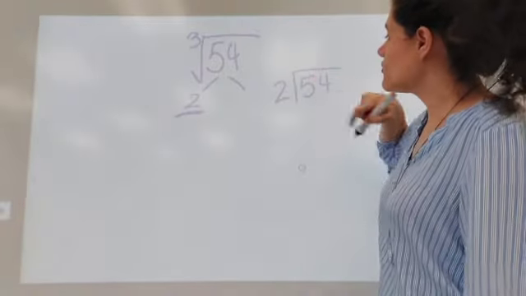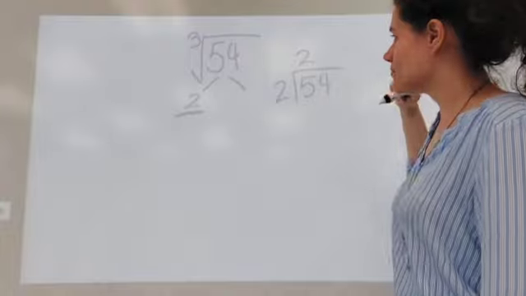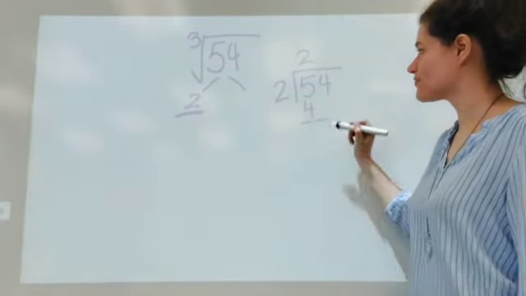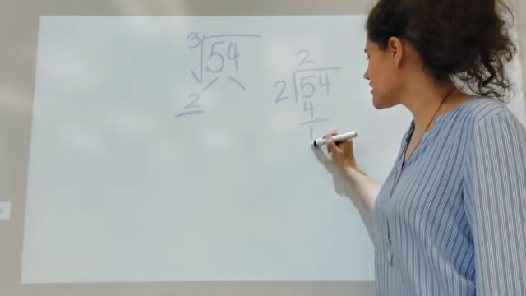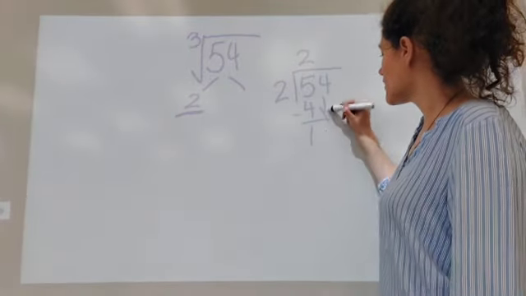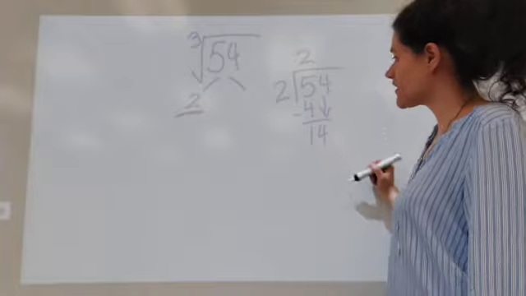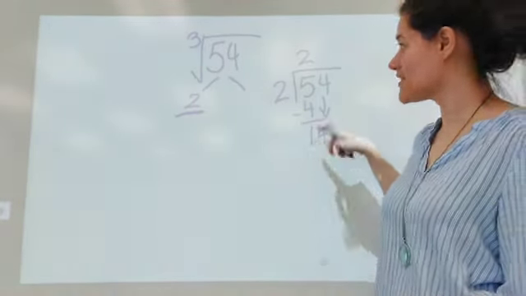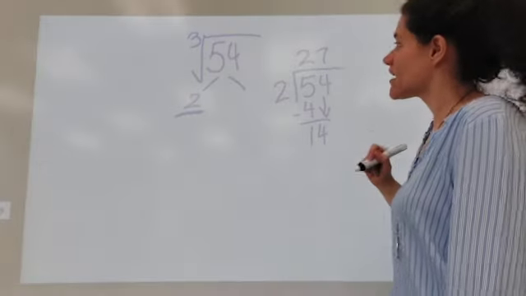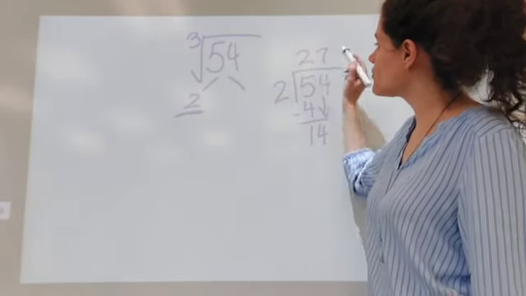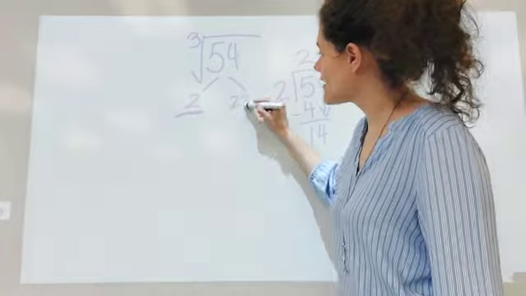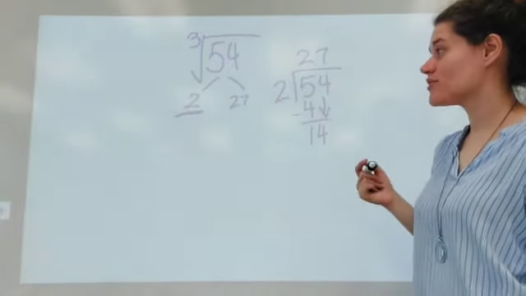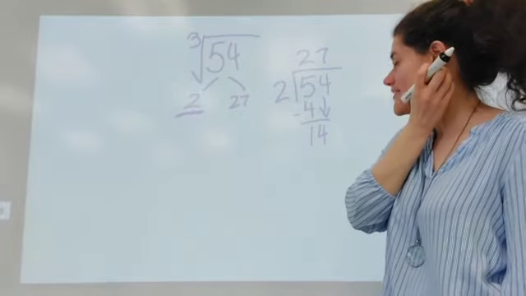So 2 goes into 5 2 times. Then 2 times 2 gives me 4. 5 minus 4 is 1. This 4 will bring that 4 down. And then 2 goes into 14 7 times. So then 2 times 27 equals 54. All right, so now let's separate the 27.